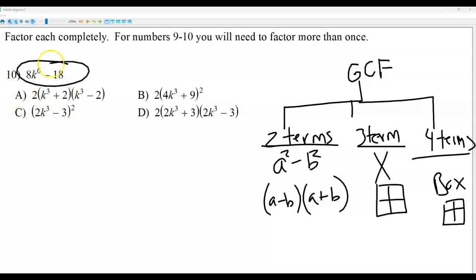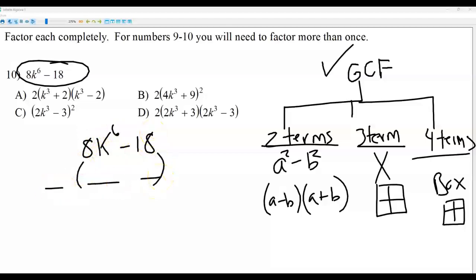So we'll start here. Let's start by looking for our GCF. Is there a GCF? There may be or there may not be. It turns out that there is a GCF here on this problem. They don't both have a k, so I can't take any k's out, but they both can be divided by 2. So I can take a 2 out, and I'm going to divide it out when I do that. That's going to leave me with 4k to the 6th power minus 9.